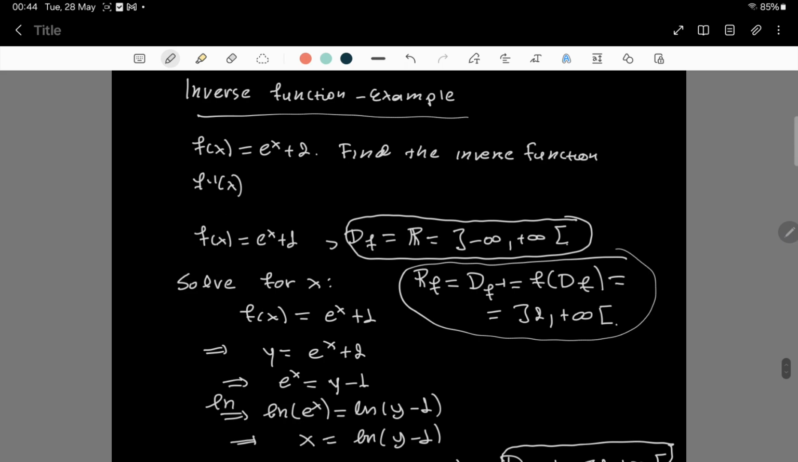Finding inverse functions is not an easy task. You have to be careful of the function that you are looking at and do the steps and the thinking process in a meticulous way.